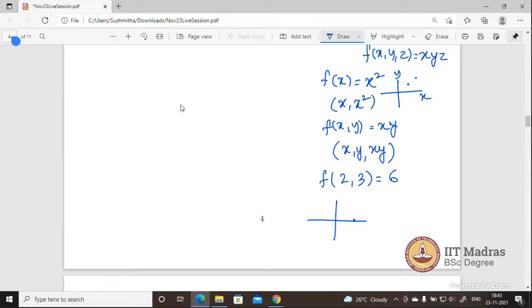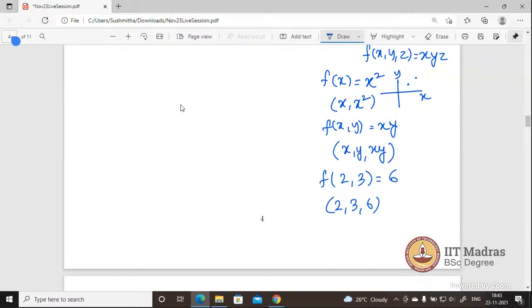6 corresponding to what have you taken? 6 is a number in R. If I plot 6, is it going to give me any information about f? No. So I'll get information about f only when I plot all three together, right?